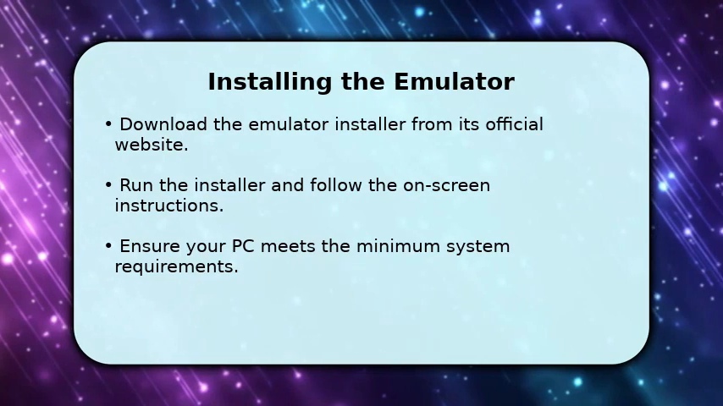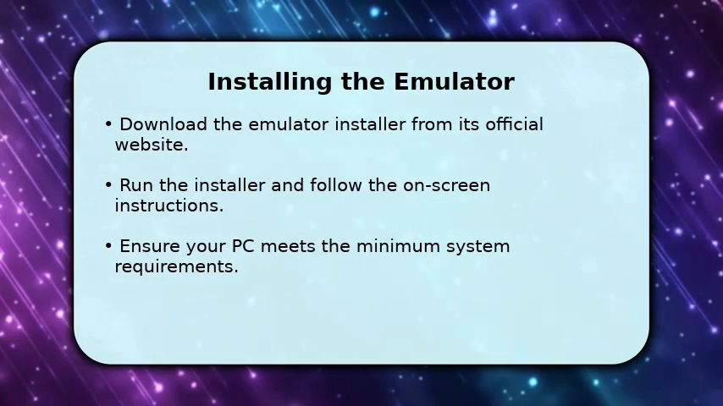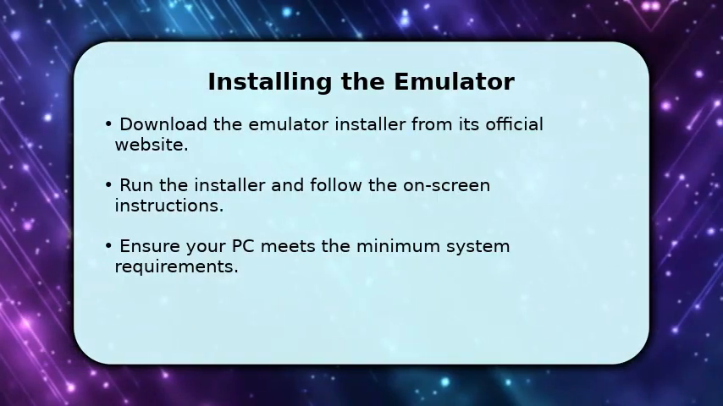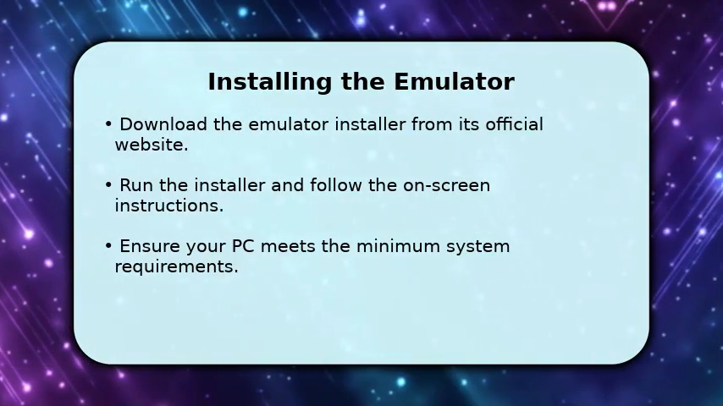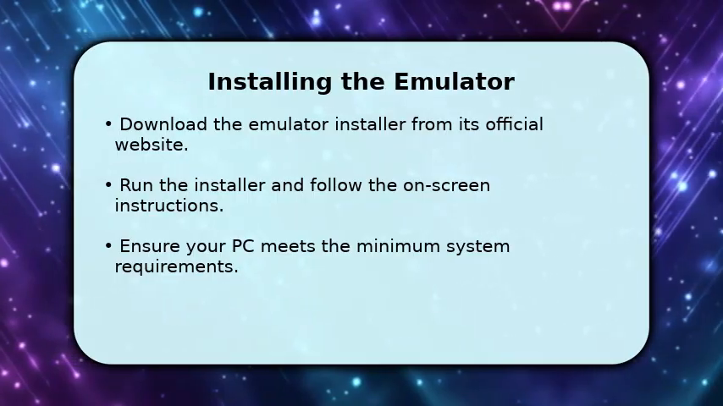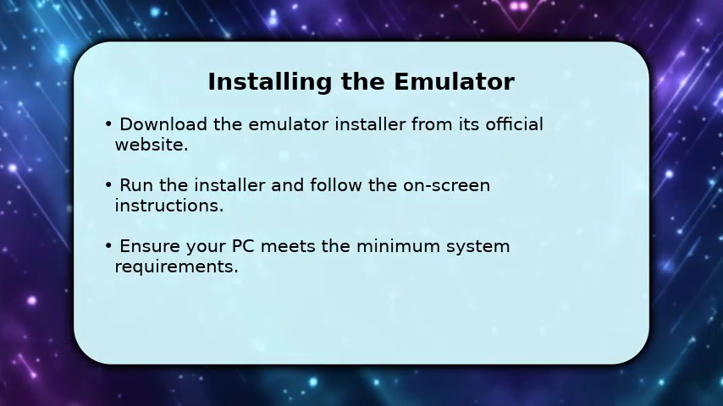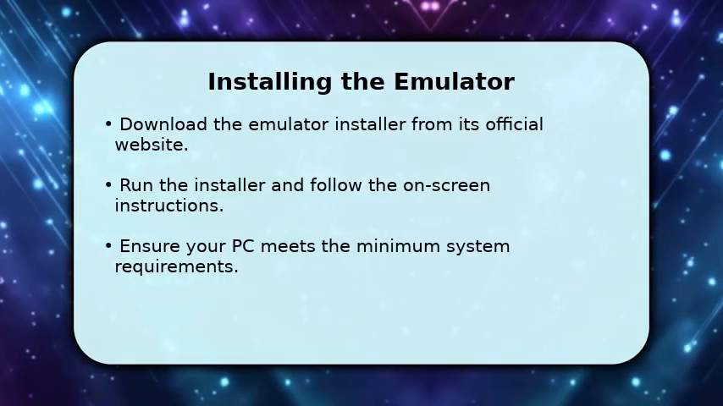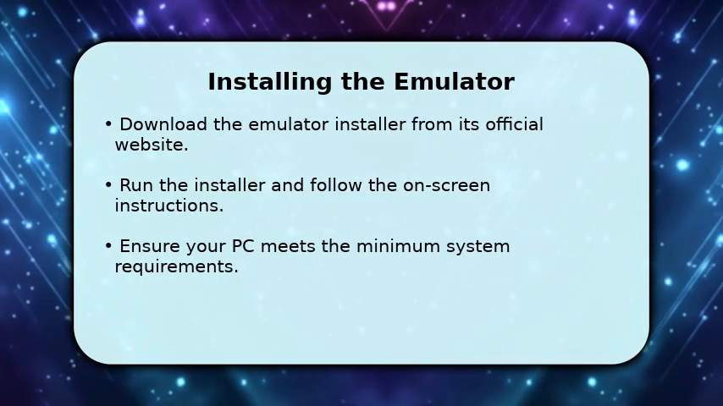Once you've chosen your emulator, the next step is installation. Visit the official website of your chosen emulator, such as GameLoop. Find and download the installer file, which is usually a small executable. Run this file and follow the simple on-screen prompts to complete the installation. This process typically takes only a few minutes.